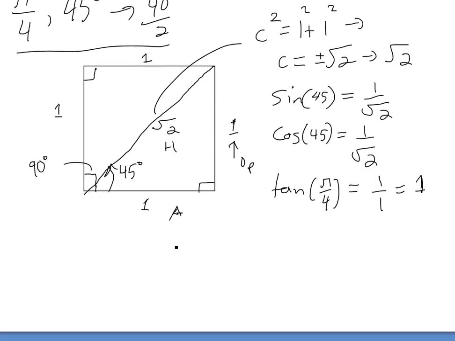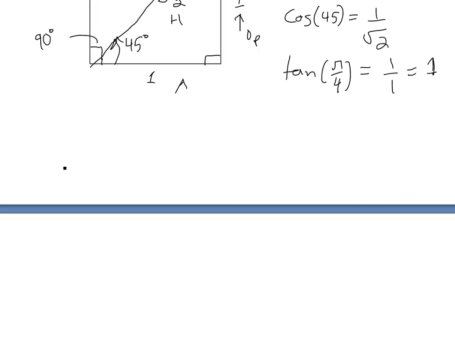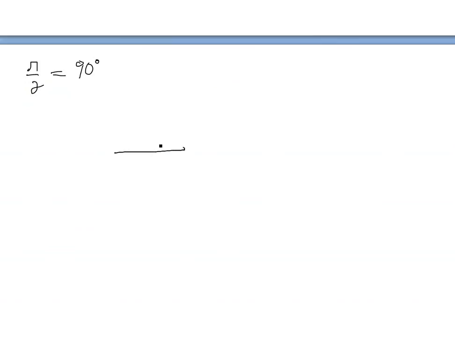The last exact ratio I'm going to look at today would be for pi over 2, which is 90 degrees. It's very similar to the horizontal line, but instead of horizontal, now we go straight vertical. If you have an angle like this, this is theta. As you rotate this all the way to 90, this is 90 degrees, and that's usually how it's drawn.